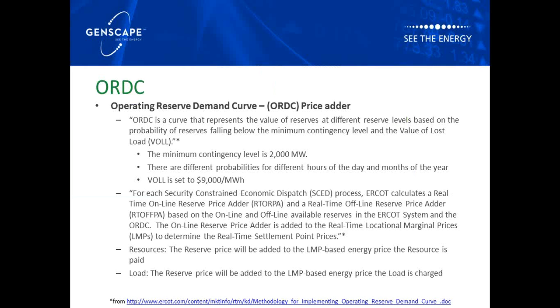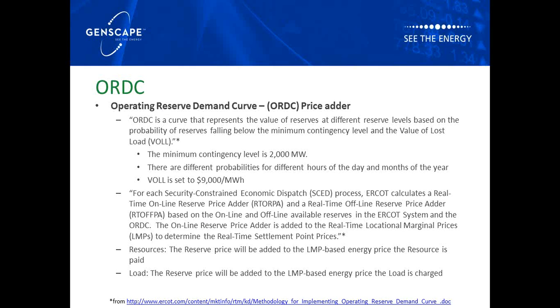All right, so I guess we'll start off. There's a number of rule changes. Obviously, most of you have already been preparing for this on June 1st, but I think the biggest one, and the one we're going to talk about the most, is the ORDC. The ORDC is short for Operating Reserve Demand Curve Price Adder.